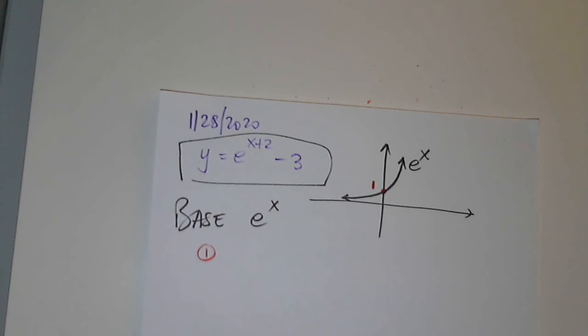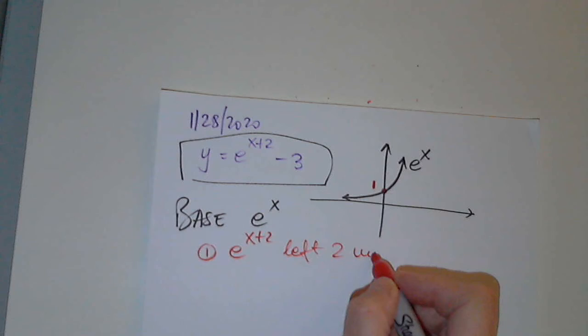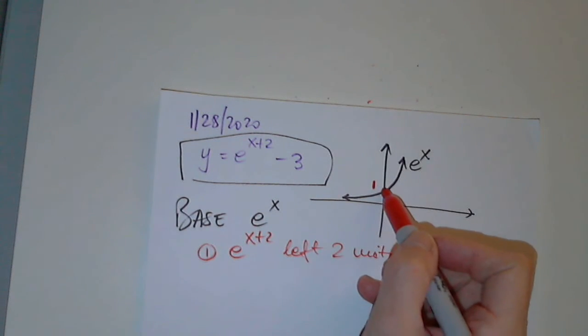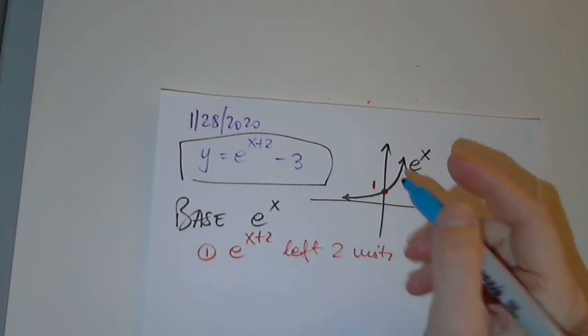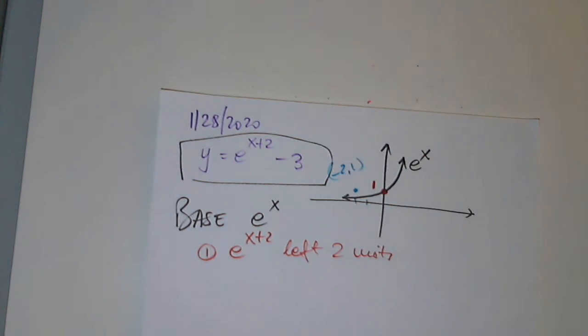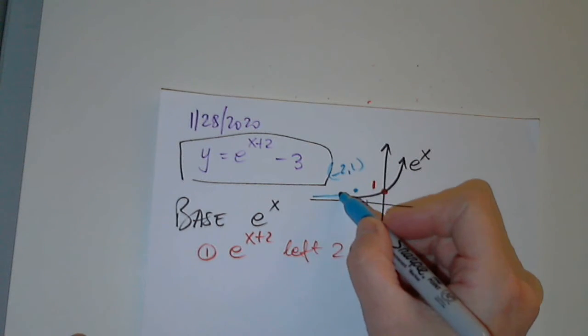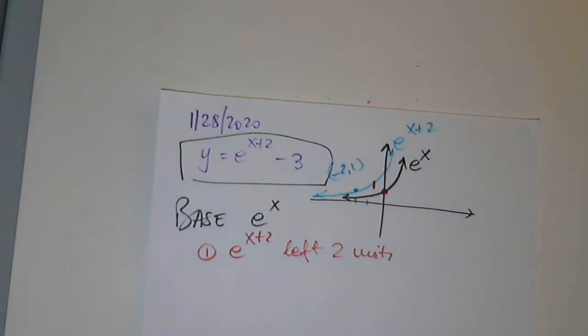Excellent. So the first transformation is e to x plus 2, left 2 units. So this point, this is my reference point. Where will this point go if the whole graph moves to the left 2 units? So obviously it will go to the point -2, 1. Excellent. So this is e to x plus 2.